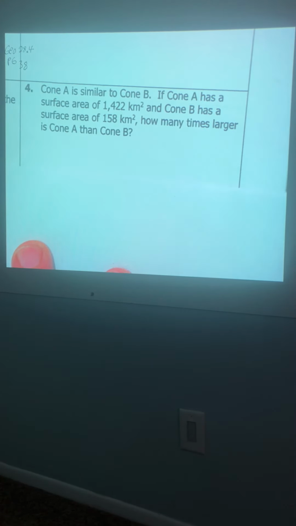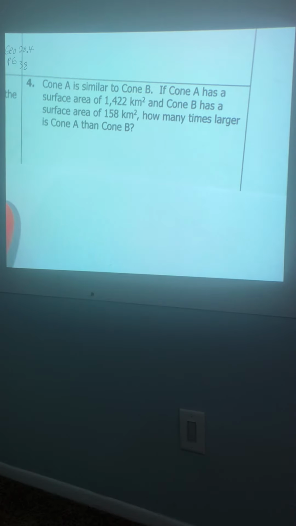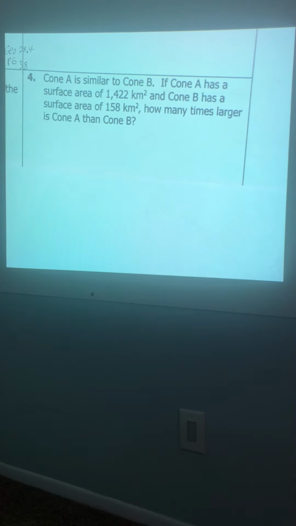All right, let's do a cone. Two cones, wow. I sense major excitement happening. Number 4 on page 38. I've got cone A, and it's similar to cone B. If cone A has a surface area of 1422, I'm going to write that down, and I notice it's surface area, and cone B has a surface area of 158, so we're doing a ratio of their surface areas. How many times larger is cone A than cone B?